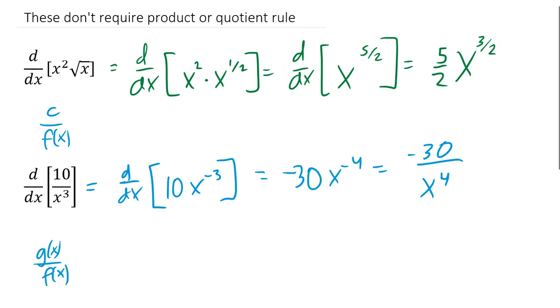All right, now you know product and quotient rule. We're derivative masters. Not quite, but we're getting there.